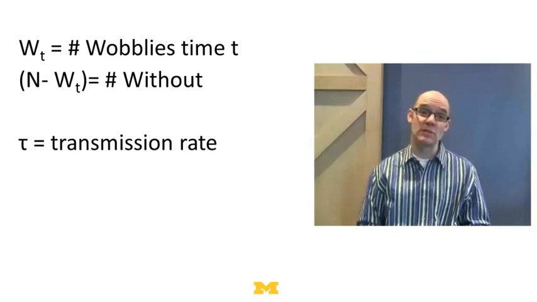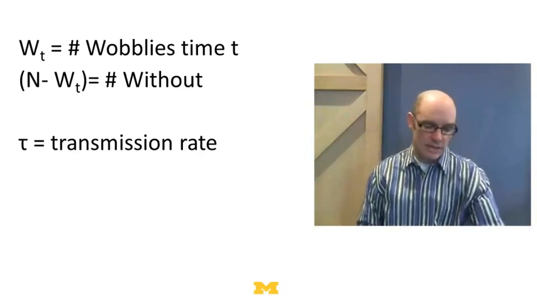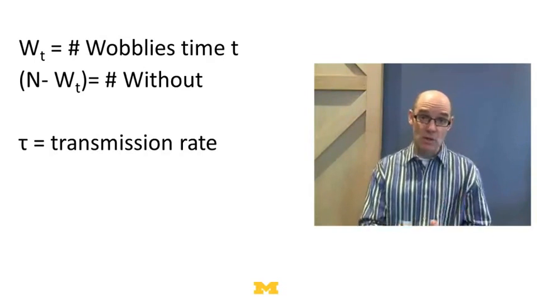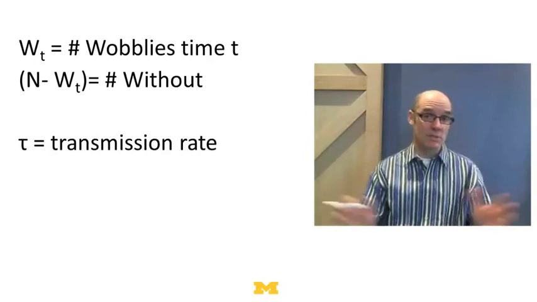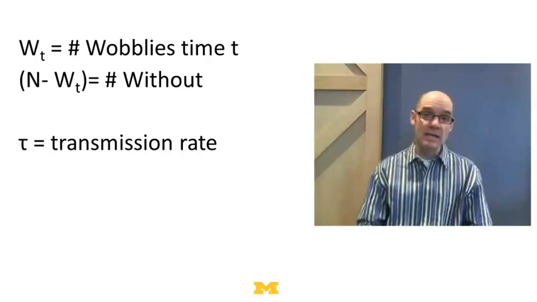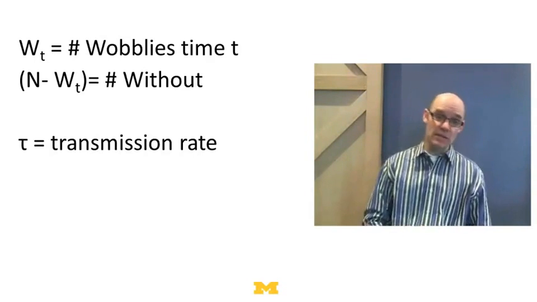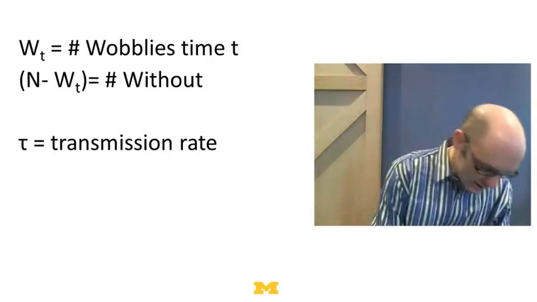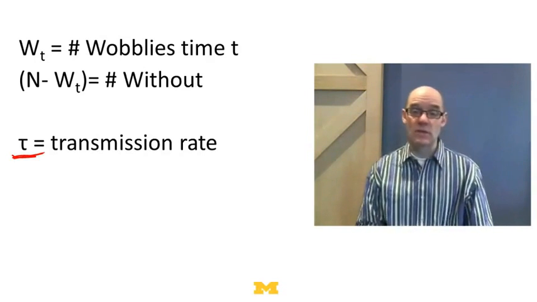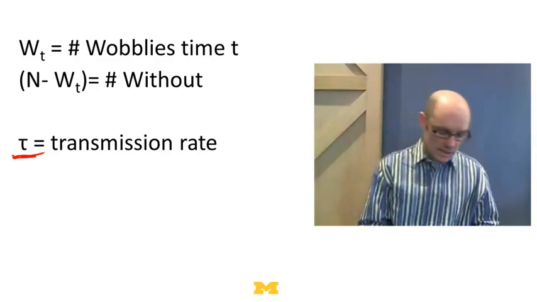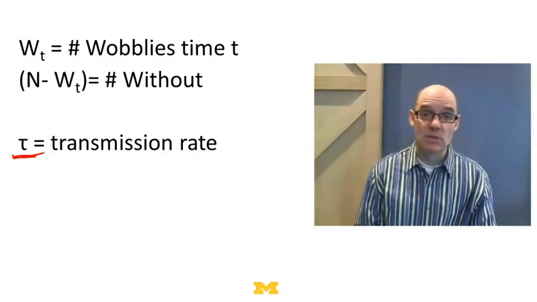So the diffusion model works as follows. Let's suppose that there's some new disease called the wobblies. We're going to let W sub t be the number of people who've got the wobblies at time t. Now, if there are n people total in our population, which could be a community or an entire society, n minus W_t is the number of people who don't have the wobblies. And this variable tau is just the transmission rate. It's the likelihood that someone with the wobblies gives the wobblies to someone who doesn't have them.